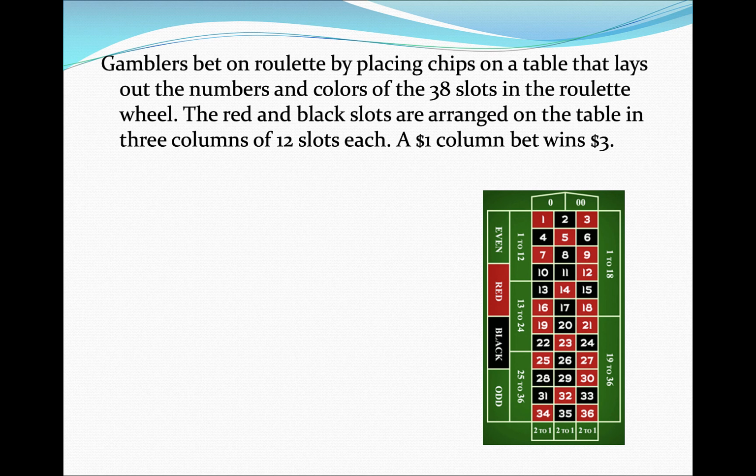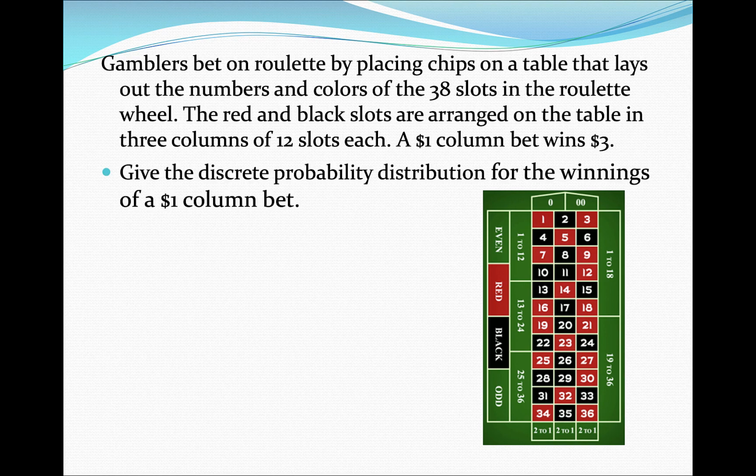The nice thing about a column bet, though, is that if you bet $1, then you actually win $3, so you win more. But they counteract that, of course, with the probability of winning, because there are 18 red slots, so if you bet on red, you have a probability of winning of 18 over 38. But there's only 12 possible winning slots when you bet on a column, so you're reducing your likelihood of winning, but you're going to win more if you do win. And you'll see what happens here.